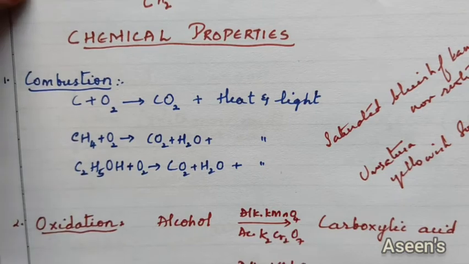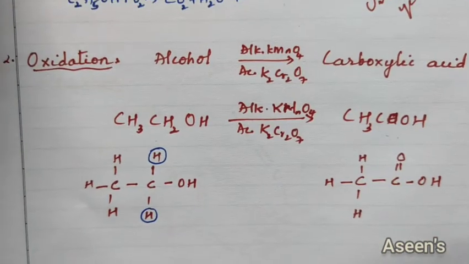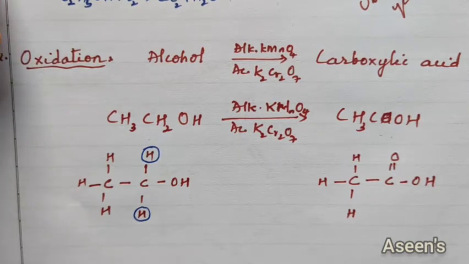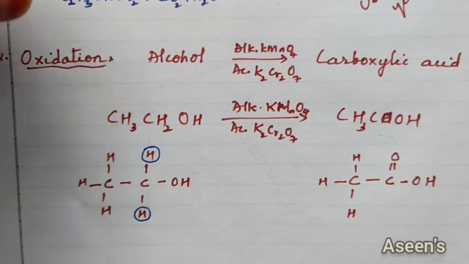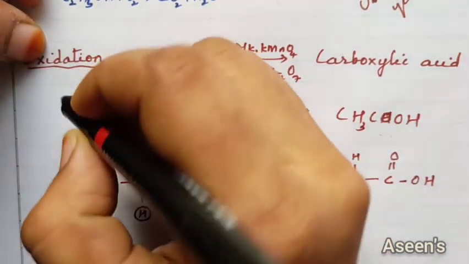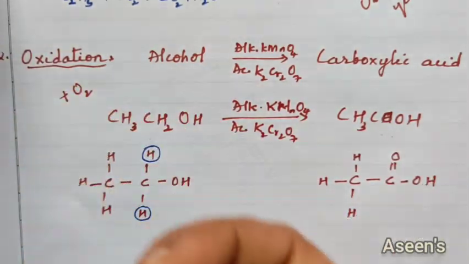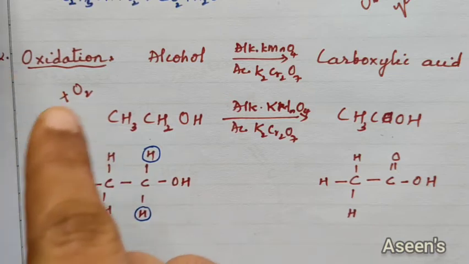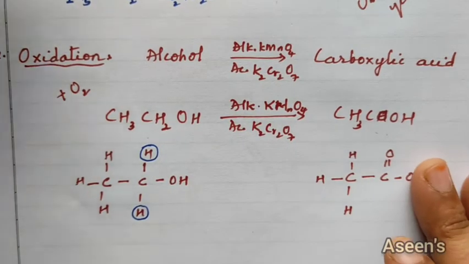So that was about combustion. Next we are going to go for oxidation. A normal understanding of oxidation is that when there is a gain of oxygen in a reaction, we call it oxidation. So in short, oxygen is taken or oxygen is added. In a reaction, when oxygen is being added or gained, we call it oxidation.